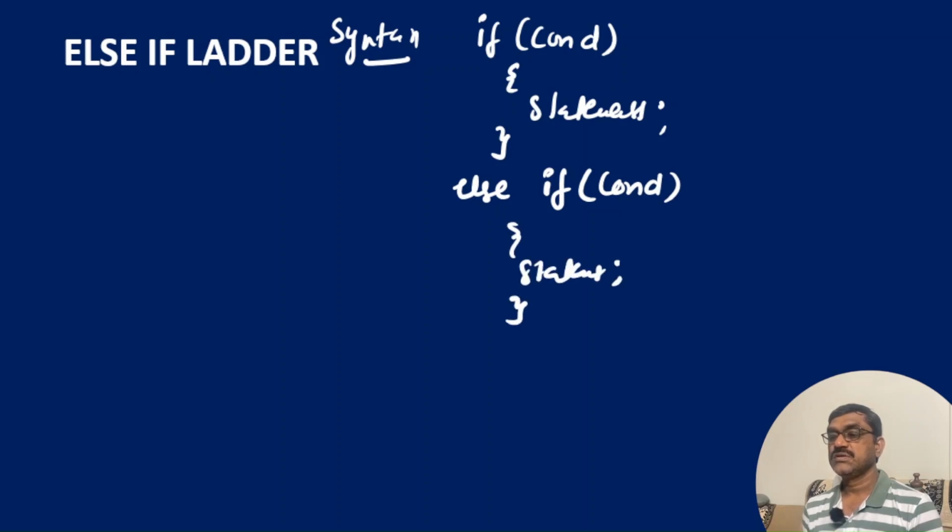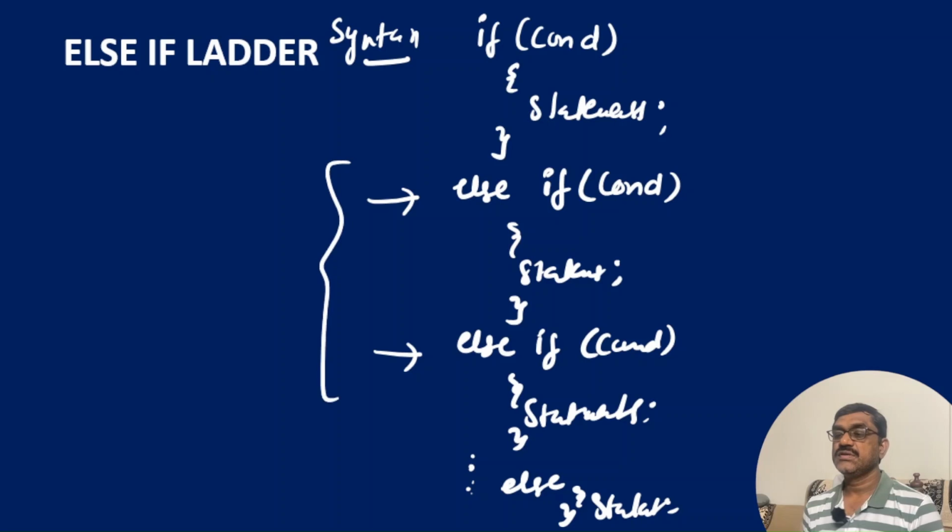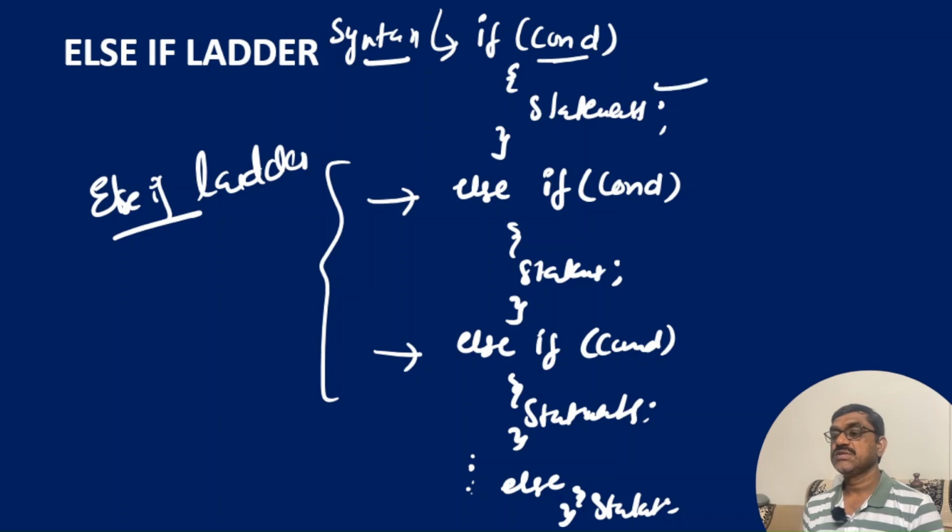Closing brace. Again you can write else if, again a condition, and we are mentioning some statements. This continues, but at the last it ends with the else part, and here we write some statements, closing brace. So this is the syntax. Having else if multiple times is nothing but a ladder, or we say else if ladder. So first the execution starts from here. If the condition is true, then the statements are executed.